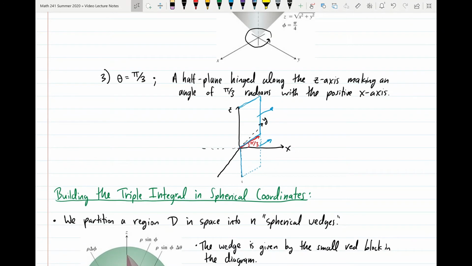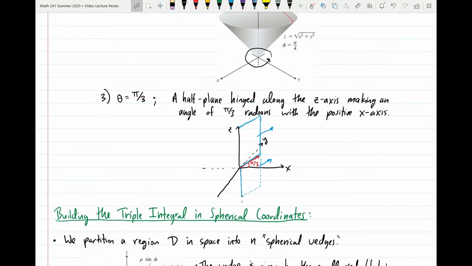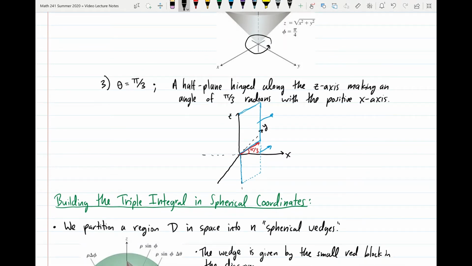And then we also have equations where theta is constant. So let's say that theta is equal to pi over 3, for example. Then this ends up being a half plane that's hinged along the z-axis, making an angle of pi over 3 radians with the positive x-axis. So again, theta equals pi over 3 means that I can draw a ray starting at the origin in the xy plane that makes an angle of pi over 3 with the x-axis. So hopefully you can see that inside of the diagram that I drew.